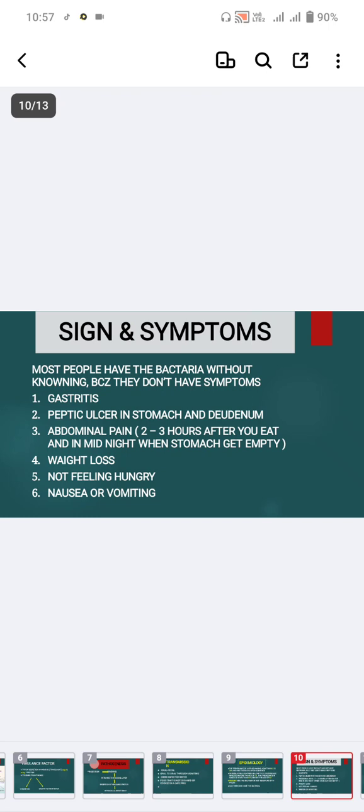The fourth one is weight loss. इसमें आपका वज़न भी कम होता है. Not feeling hungry, और आपको भूख भी नहीं लगती. भूख लगती भी है लेकिन आपका दिल नहीं करता कि कुछ खाएं. So these are mainly symptoms of H. pylori. Nausea and vomiting, आपको उल्टी और चक्कर भी आते हैं. So these are the general signs and symptoms.